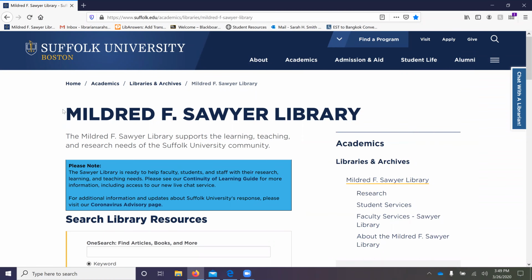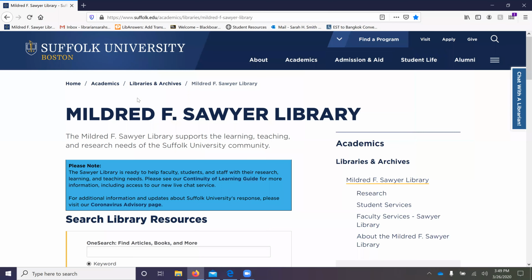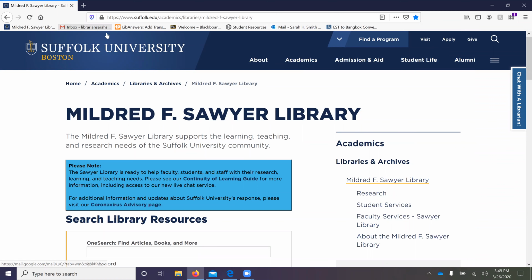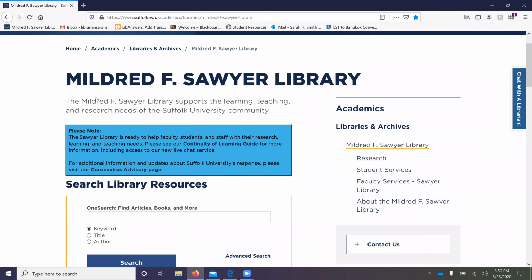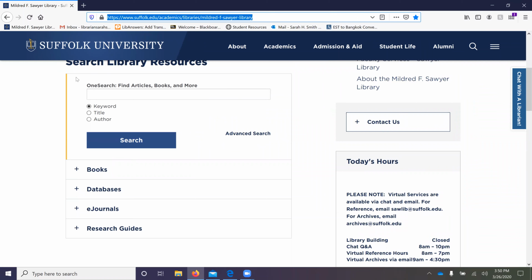Welcome. Today I'm going to show you how to use the Library OneSearch service to find sources for your paper for this class. So the first step is you get to the Mildred F. Sawyer Library homepage. You can get there by either Googling it or by typing in www.suffolk.edu/sawlib into the upper URL box. So we are going to scroll down and going to be using the OneSearch.